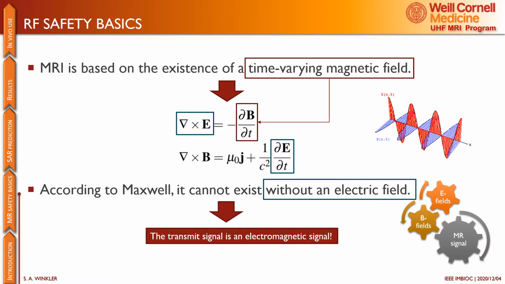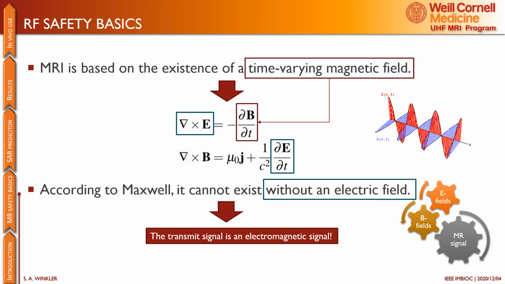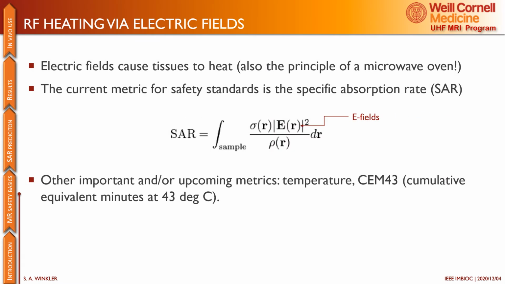So let's talk about safety now that we have covered what we need for an MR signal. So basically, this MR signal is based on that time-varying magnetic field. Remember how I said to think about and remember that. And now all the MTT people in the crowd will know that this time-varying magnetic field is not going to exist without an electric field, right? So yeah, this means in very short words that the transmit signal is not just magnetic, it's electromagnetic. So what does that mean? Electric fields can be good or bad, but in this case, they're actually bad because they cause tissues to heat. It's also the principle of a microwave oven.